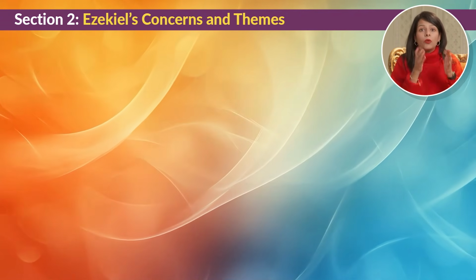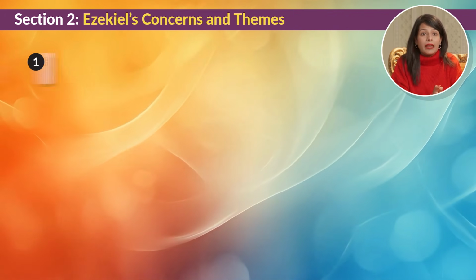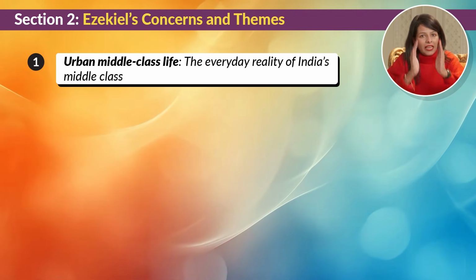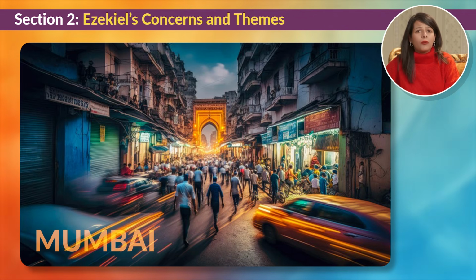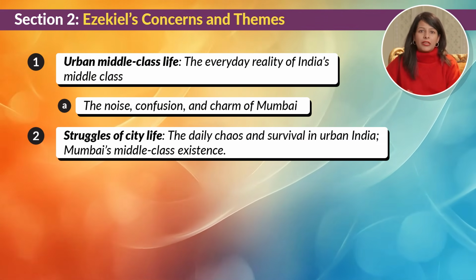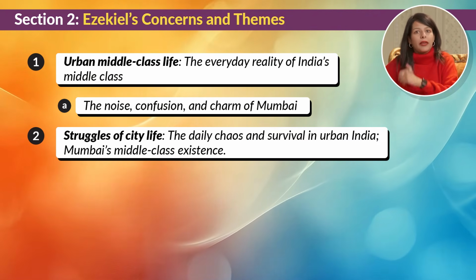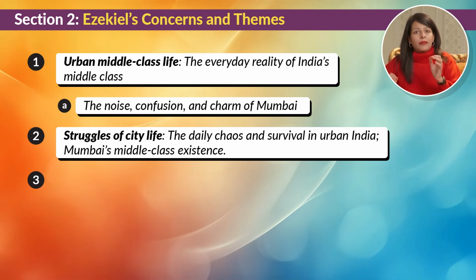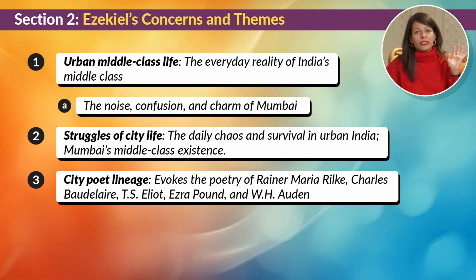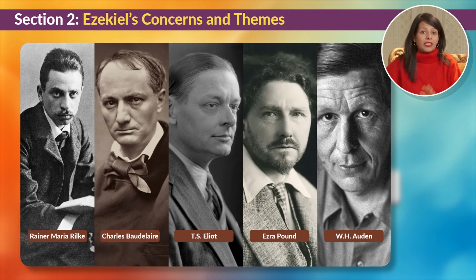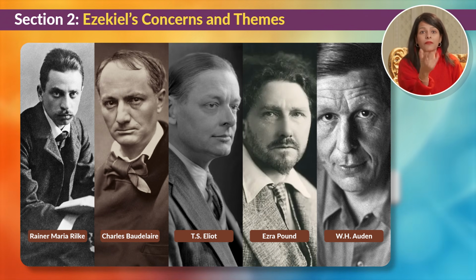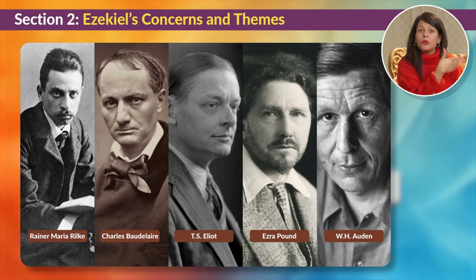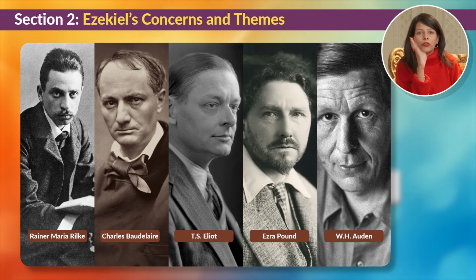Now, let's talk about what Nissim Ezekiel wrote about. His poems capture the everyday life of India's middle class, especially the noise, confusion, and charm of Mumbai. They reflect the everyday struggles and chaos of urban India, especially Mumbai's middle class. In fact, his style often reminds us of great city poets like Rainer Maria Rilke, Charles Baudelaire, T.S. Eliot, Ezra Pound, and W.H. Auden, who also explored the soul of the city and the individual.